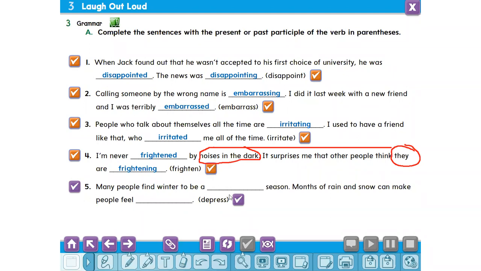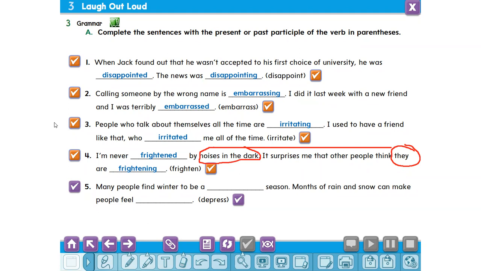Number five. Who can read and answer, my friends? Let's listen to Yusuf Shawqi. Many people find winter to be a season of rain and snow, and months of rain and snow can make people feel depressed. Okay. The verb depress. Many people find winter to be a season.